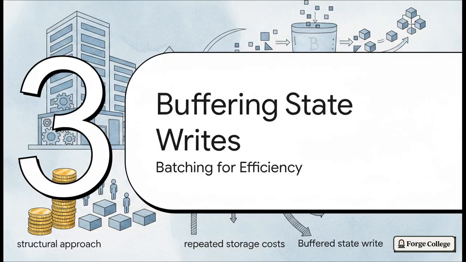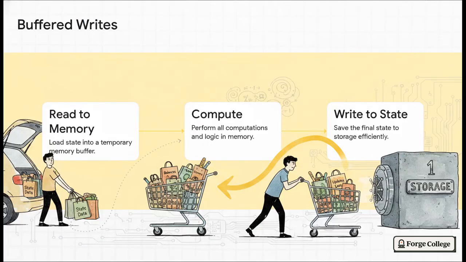Which brings us right to part 3, buffering your state rights, batching for efficiency. Let's look at a structural blueprint to solve these repeated storage costs. So this is the buffered state right, and it perfectly illustrates the concept of batching. Imagine carrying groceries from your car to the house. Instead of carrying them one bag at a time, which, by the way, is exactly what you're doing when you repeatedly write to storage inside a loop, you load them all onto a cart.